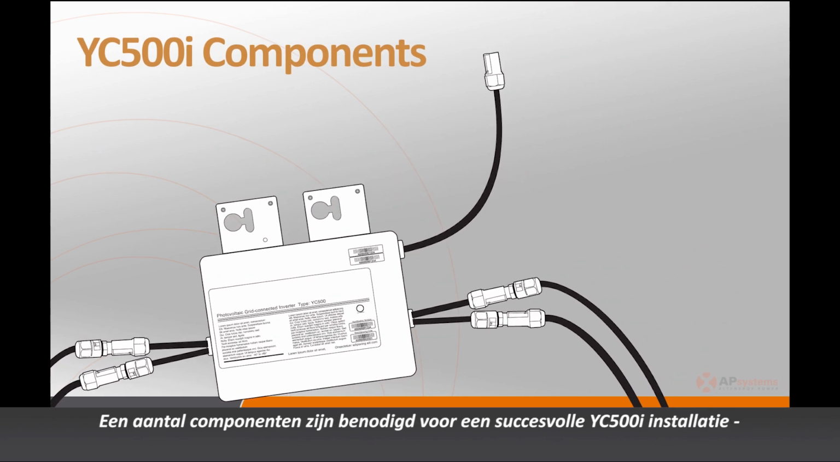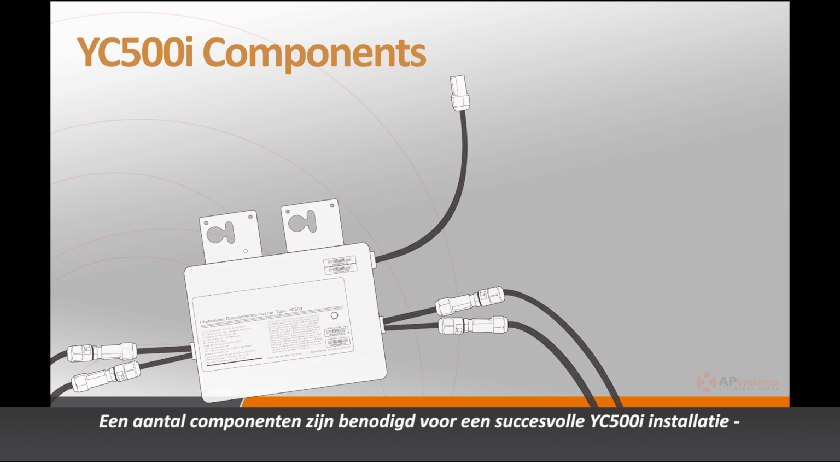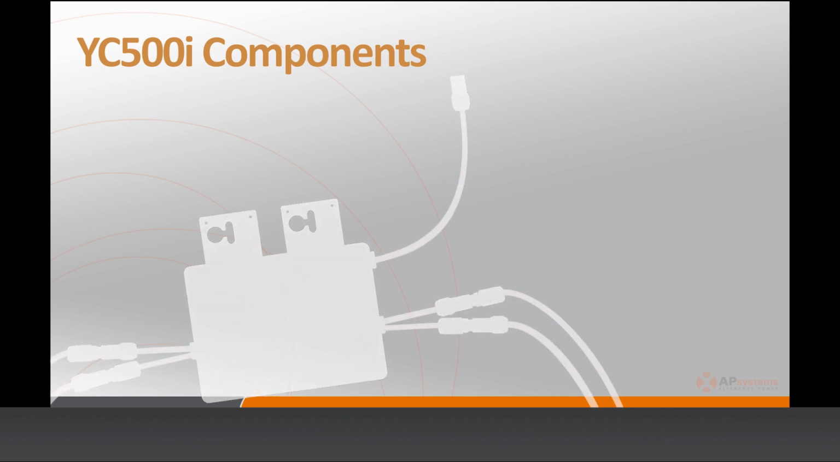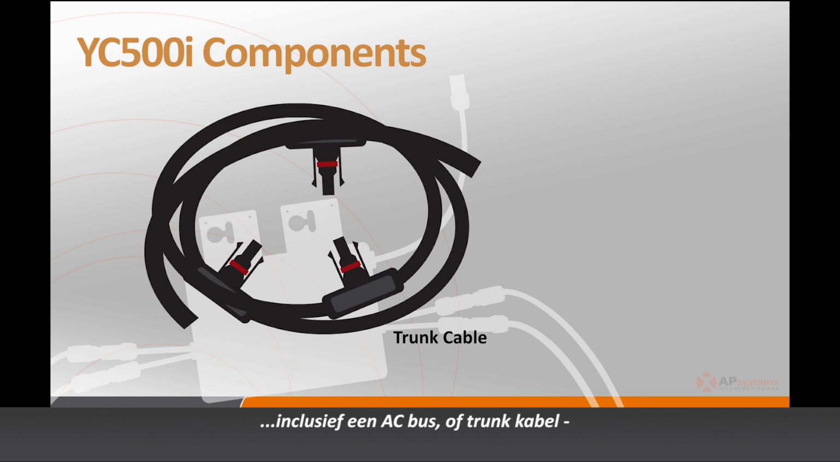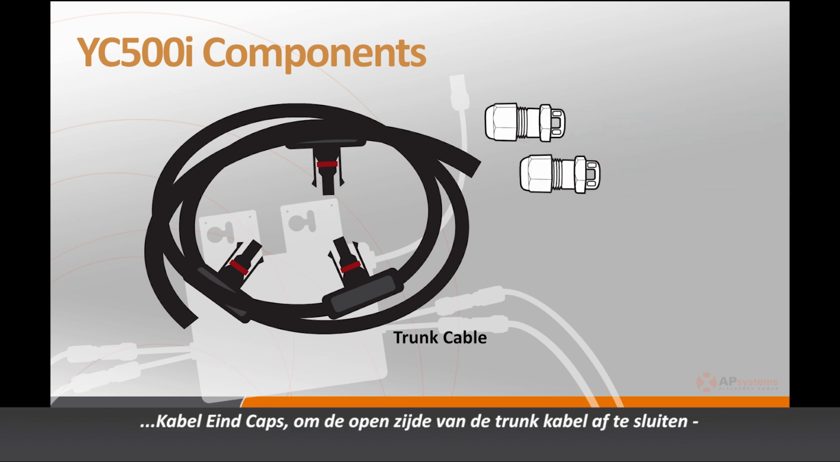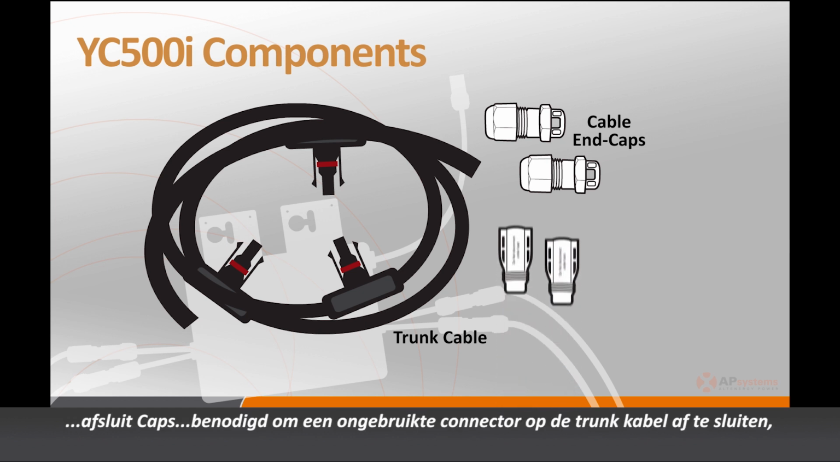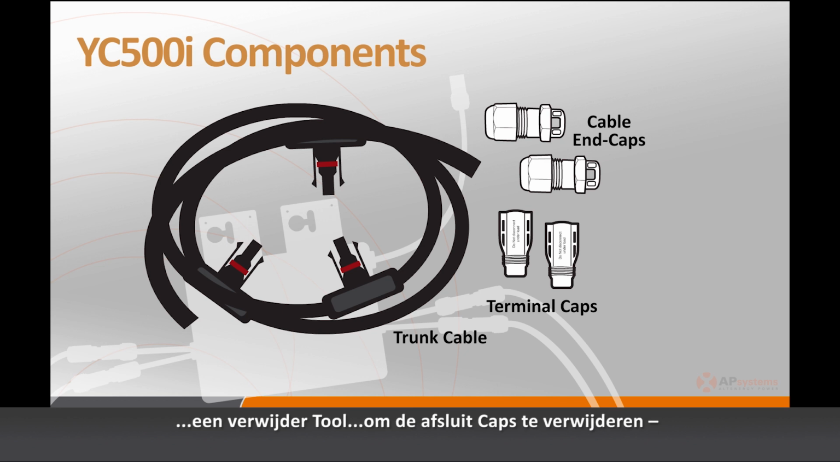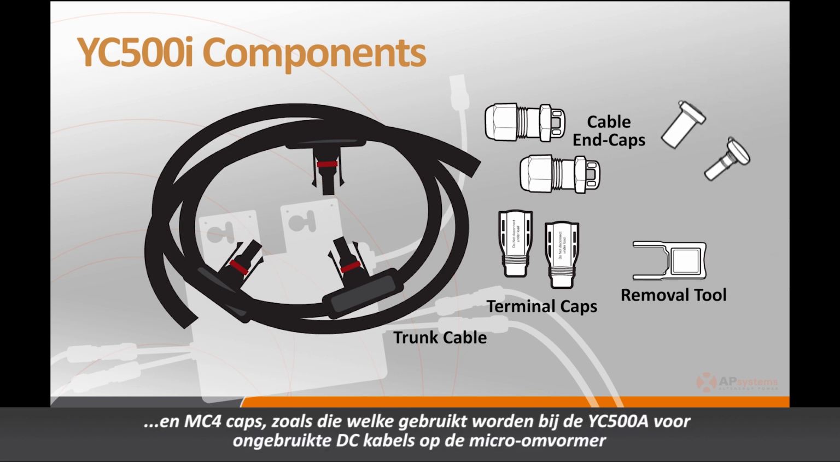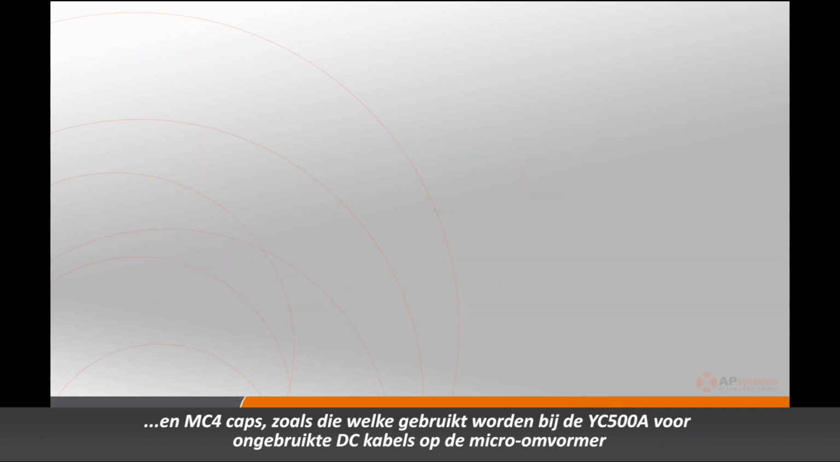There are a few components needed for a successful YC500i installation, including an AC bus or trunk cable, cable end caps to seal off an open end of the trunk cable, terminal caps used to seal off an unused drop on a branch, a removal tool to remove the terminal sealing cap, and MC4 caps like those used on the YC500A for unused DC cables on the microinverter.